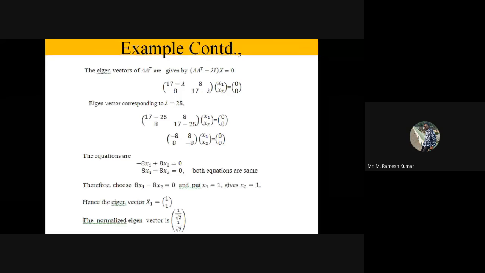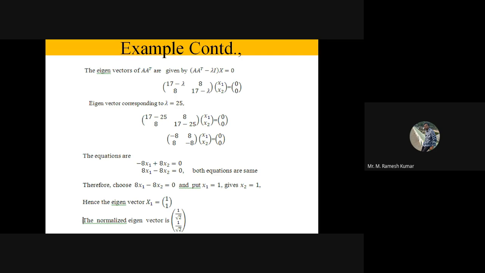Now what is our first eigenvalue? Lambda equal to 25. Put lambda equal to 25 here. If you put it like this, 17 minus 25 becomes minus 8, right? 8, 8. Again, 17 minus 25 is minus 8. Now multiply these two matrices. What happened? We get two equations. Minus 8 into x1 plus 8 into x2 equal to 0. We get another equation, 8 into x1 minus 8 into x2 equal to 0.